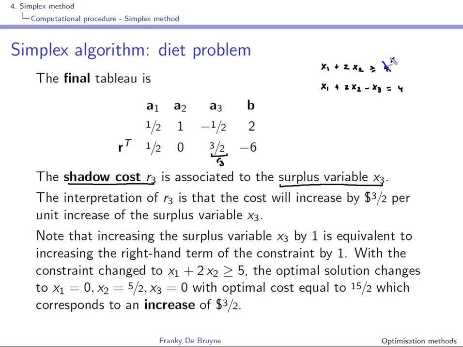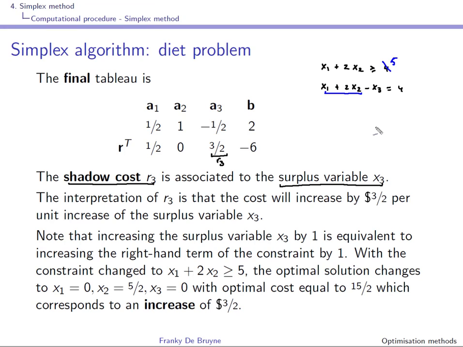this one over here. So we increase 4 to 5. Indeed, this is what we see here. If we have a unit increase of the surplus variable x3 and you have a 1 over here, well, when we have here an equality, x1 plus 2x2 is equal to 5.